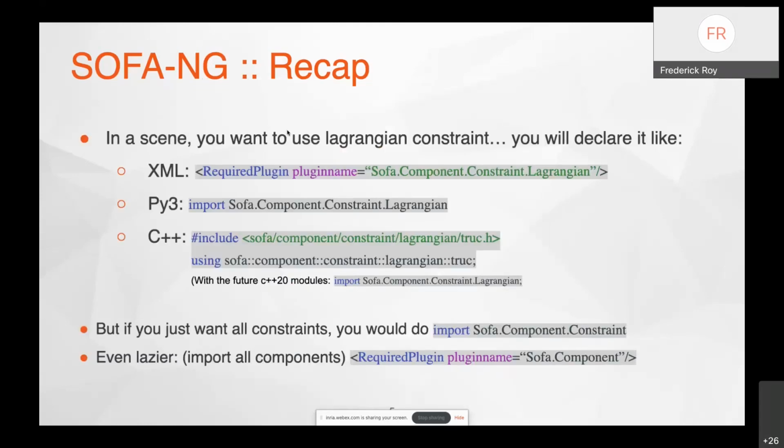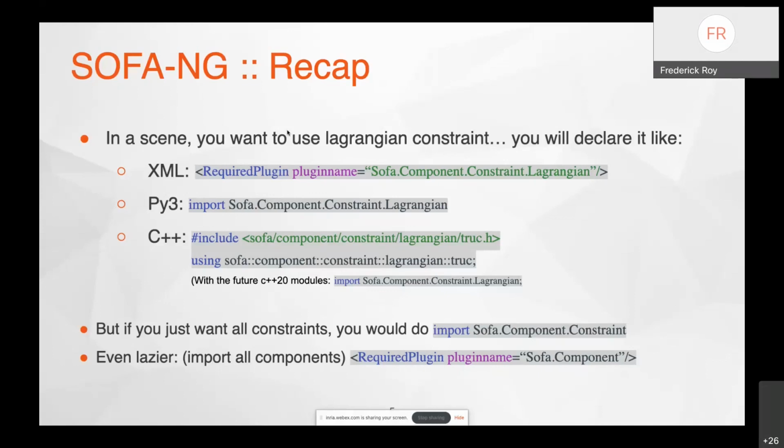The goal we want to achieve for the users, either in XML, Python 3, or C++, is to do the same thing. In XML, if you want to use a Lagrangian constraint, you will load sofa.component.constraint.lagrangian, with the required plugin. In Python 3 you import it, or if you do C++ code directly, you just include sofa/component/constraint/lagrangian/ something, and the namespace will be the same.